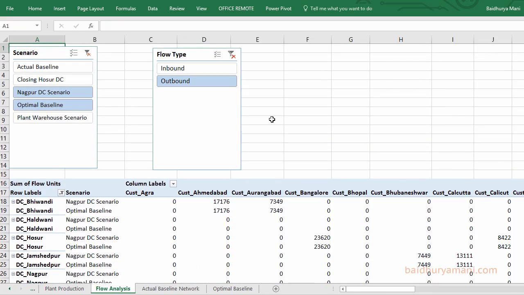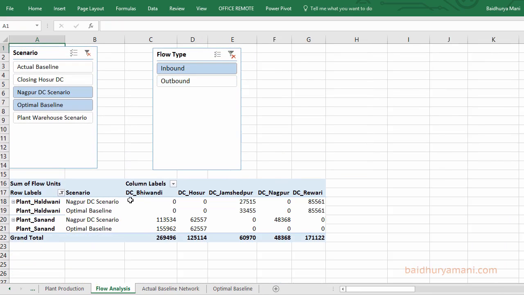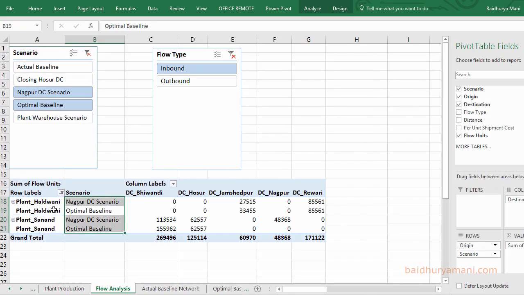Similarly, you can also select, say, inbound. Now for inbound, you have the plant Haldwani and you have the DCs here. The purpose of showing such a thing was that you understand how you have to actually analyze individual flows. I could not show it in much greater detail because it's a very time consuming thing. You have to go individually into each of the flows and then analyze it. However, hopefully you get the sense of what I'm trying to tell you.